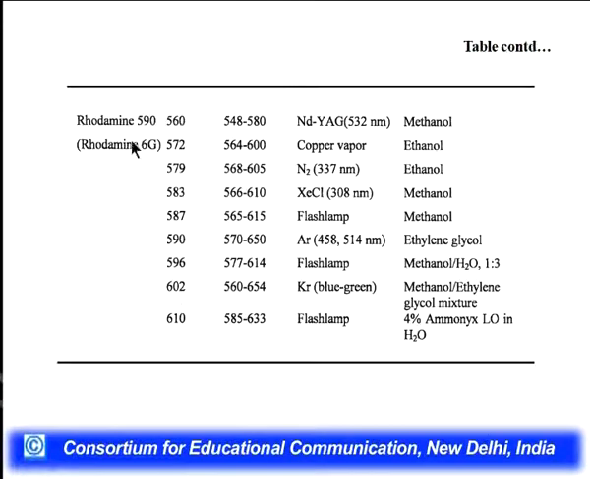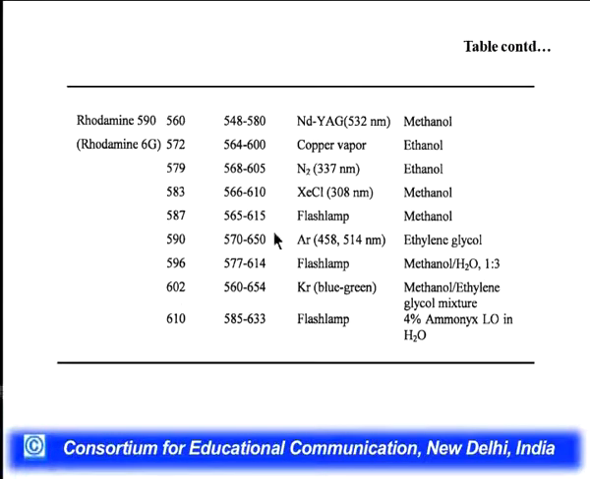And here we are talking about rhodamine 6G, which is known as rhodamine 590, whose range is from 548 to 633, and between 560 and 610 we have a prominent peak. For the different wavelengths we have different pump sources, and we have different solvents to get different outputs.